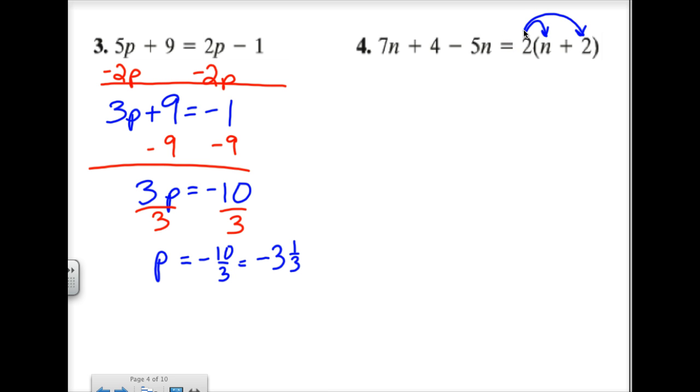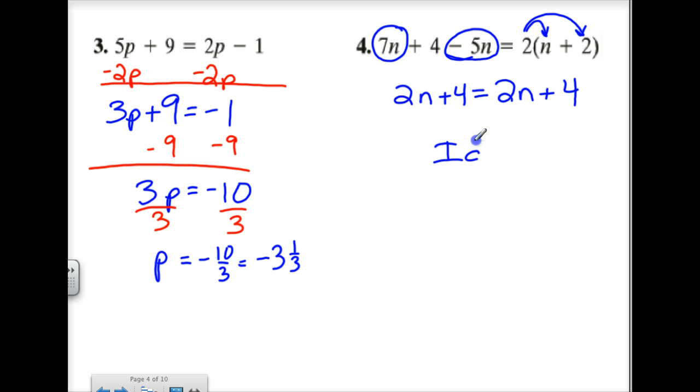I'm going to put two things happening at the same time. -5n and positive 7n. When I combine that, I get 2n plus 4. On the right side, I'm going to use that distributive property. So 2 times n is 2n, plus 2 times 2 is 4. Now at this point, I see I've got 2n plus 4 on the left side, 2n plus 4 on the right side. Those are the same thing. Therefore, this is the identity. If you were going to subtract 2n, you would get 4 equals 4, which is also true.